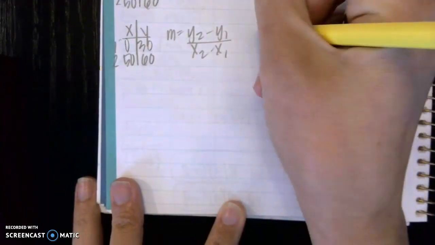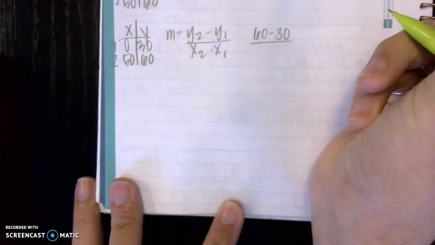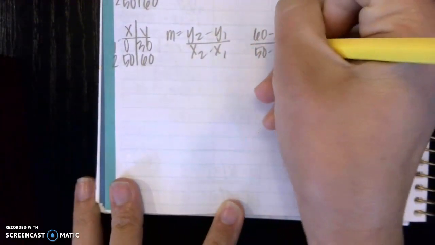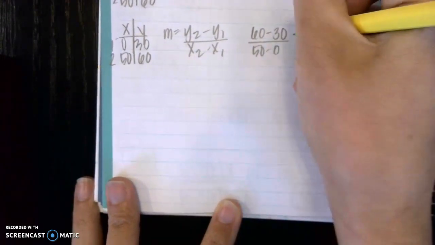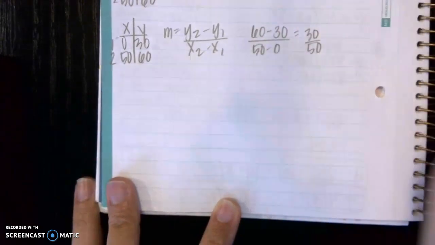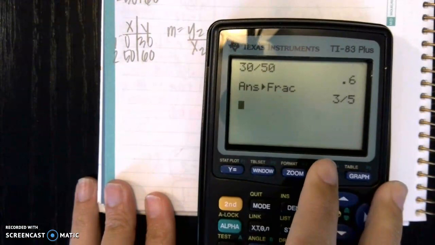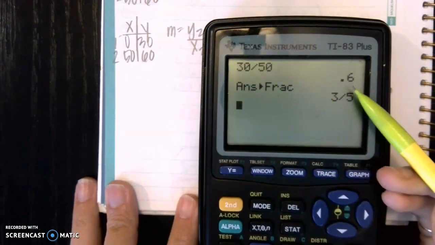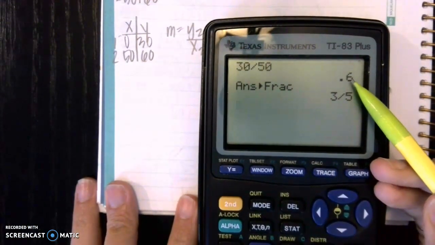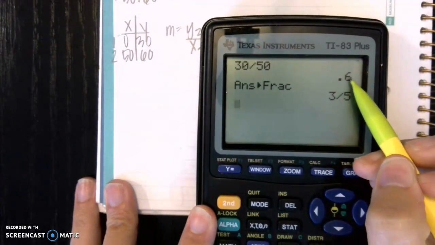Label your first and your second point. So my y2 is 60. Be very careful that you're using the y and not the x. My y1 is 30, over 50 minus 0. 60 minus 30 is 30. 50 minus 0 is 50. If you have your calculator, you can use 30 divided by 50, which gives you 0.6.